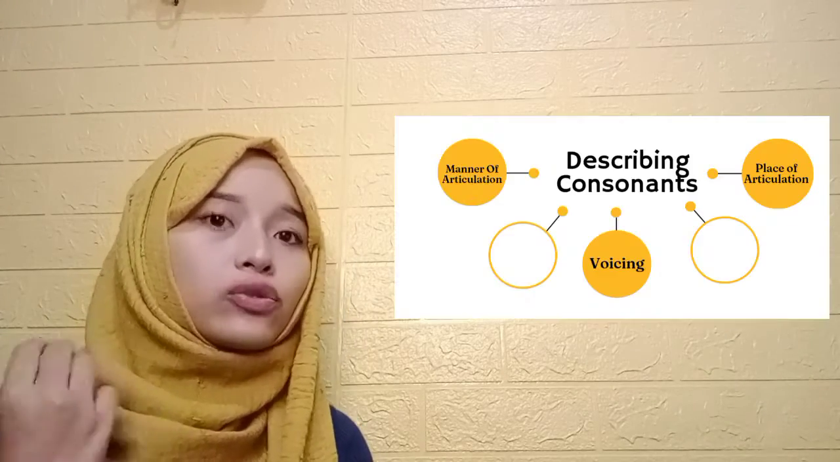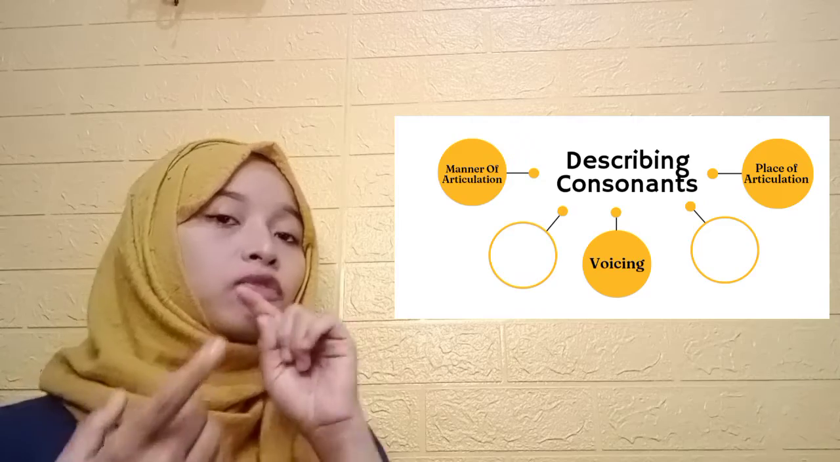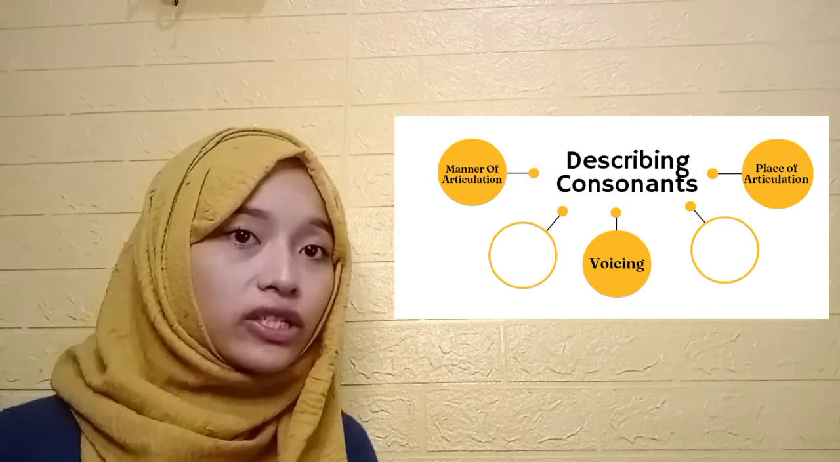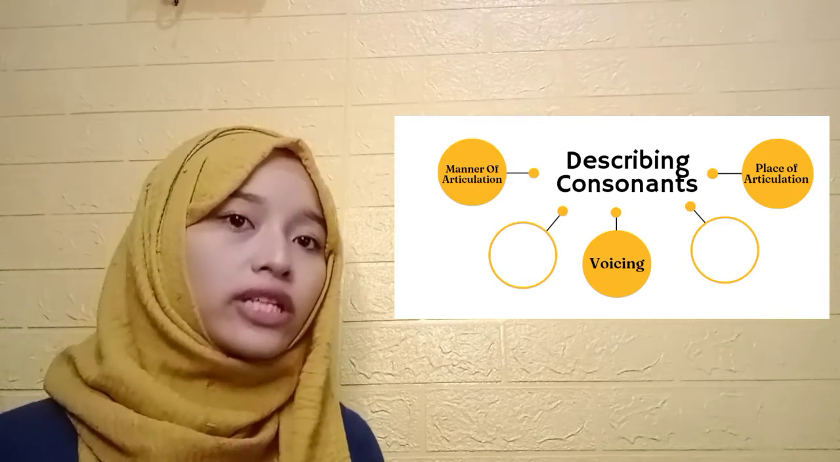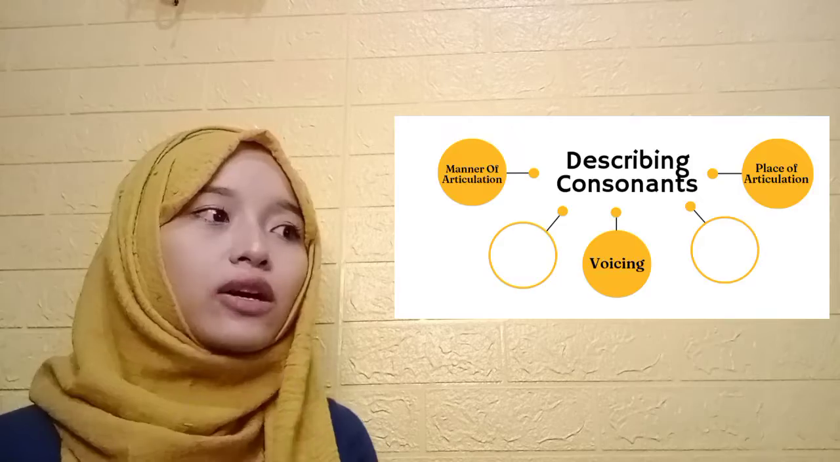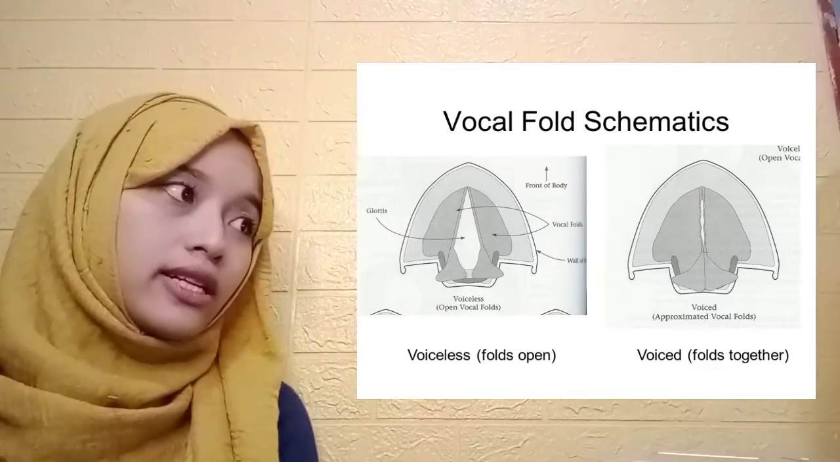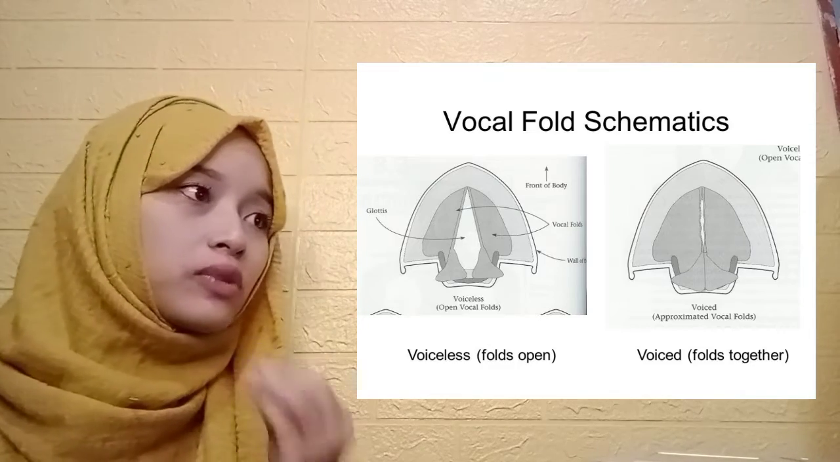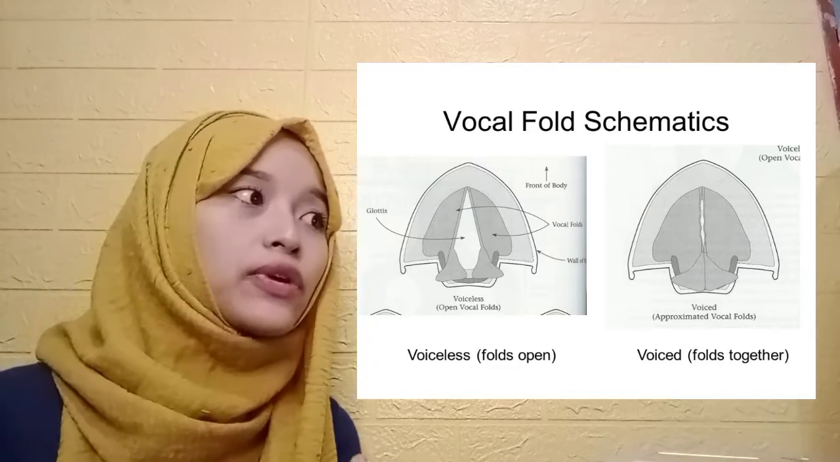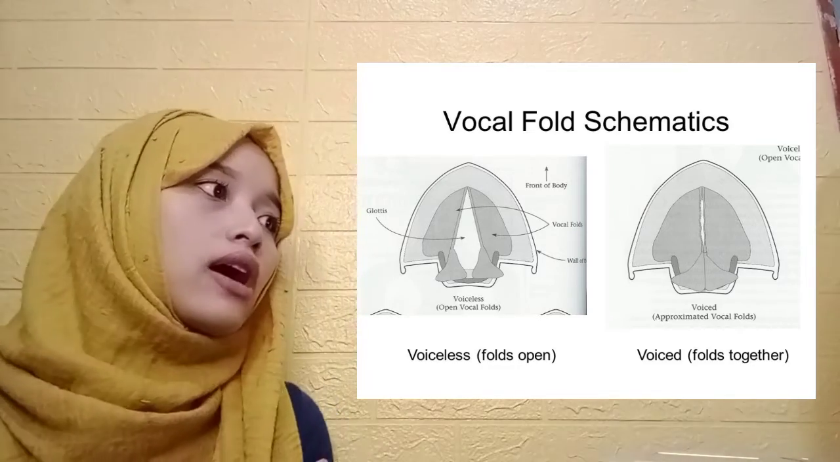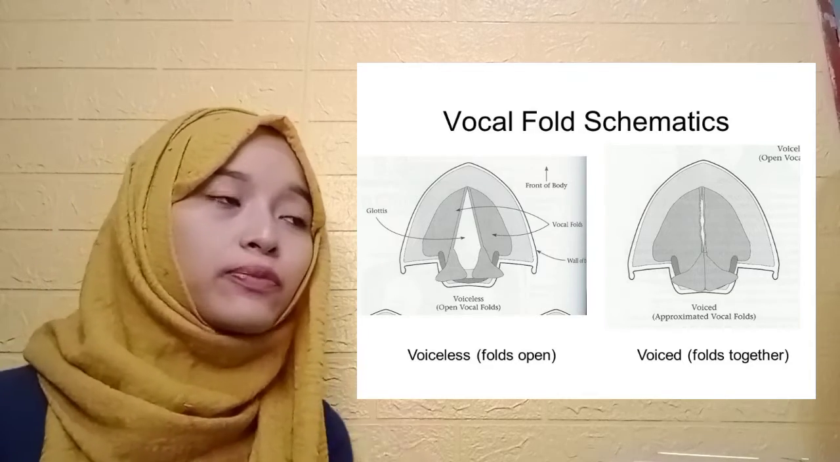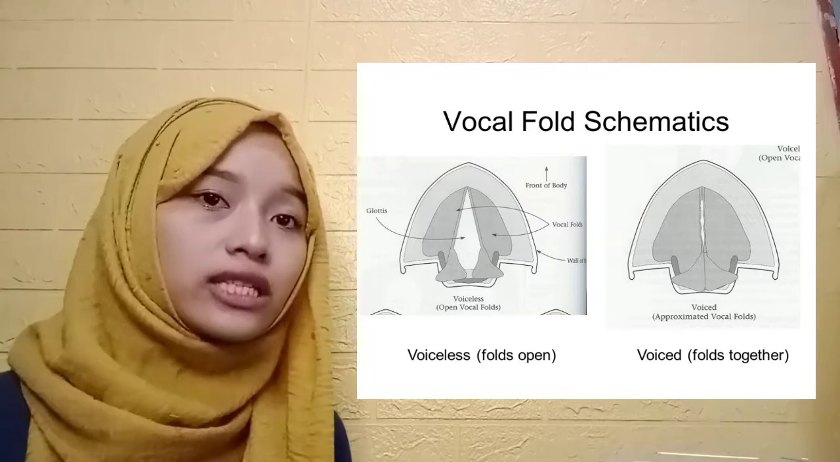When we describe a consonant sound, we use three criteria. That is voicing, place of articulation, and the manner of articulation. Okay, let's talk about each of these in turn. Voicing or state of the glottis refers to what the vocal folds are doing. When air flows past open vocal folds, we call this voiceless sound. When air flows past vibrating vocal folds, we call this voiced sound.